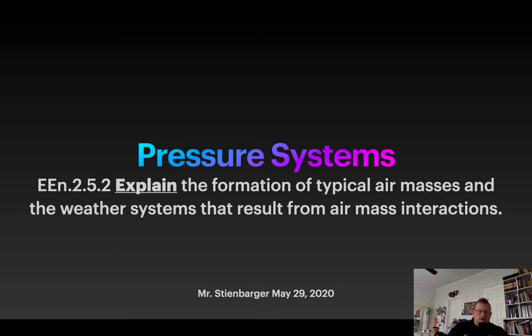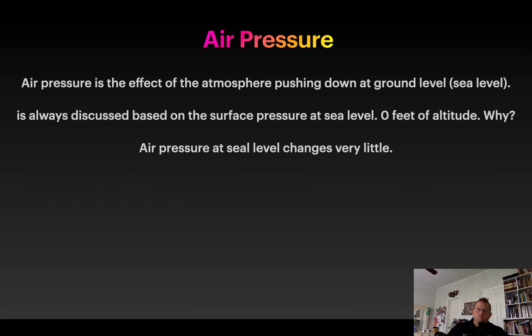So we're breaking this objective apart. We've talked about the typical air mass formation. Now we're going to talk about the weather systems. And then in the next lesson, we're going to talk about how those weather systems interact and the things that happen because of that. That's the results. So let's get into pressure systems.